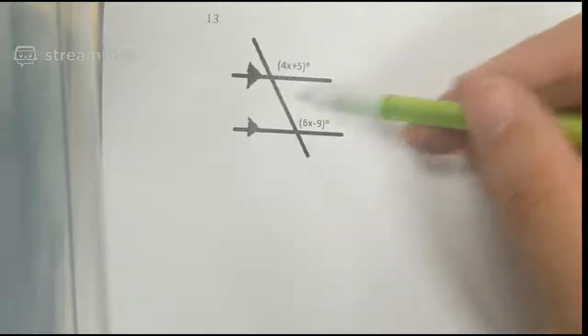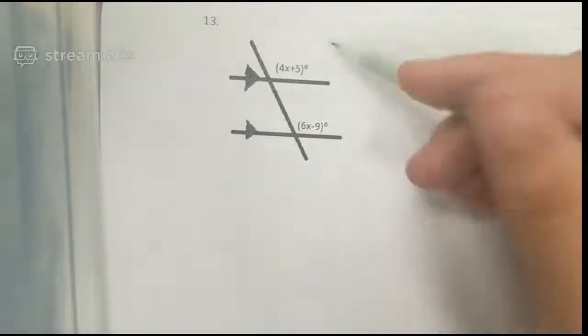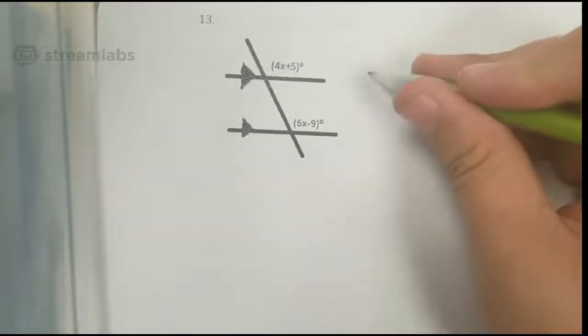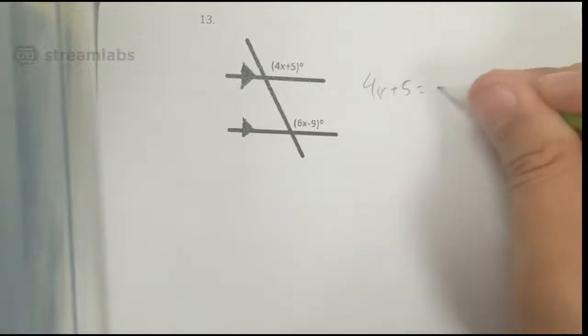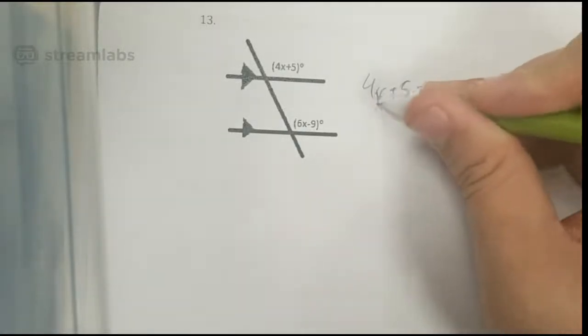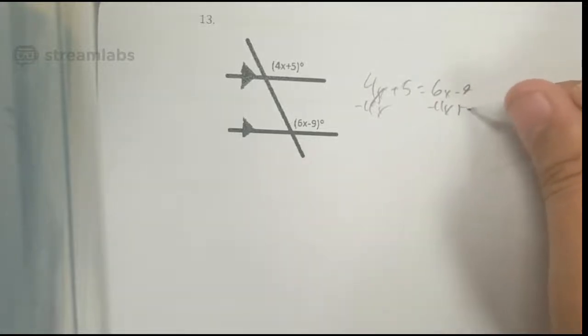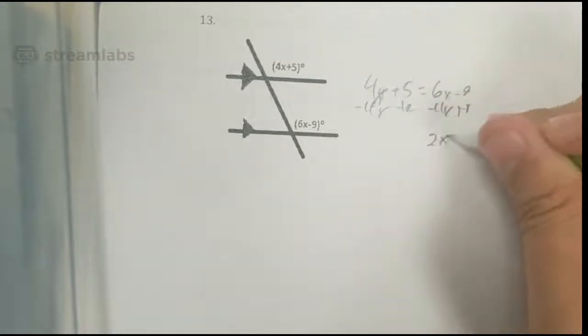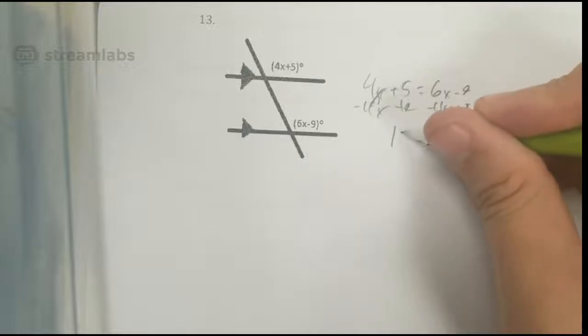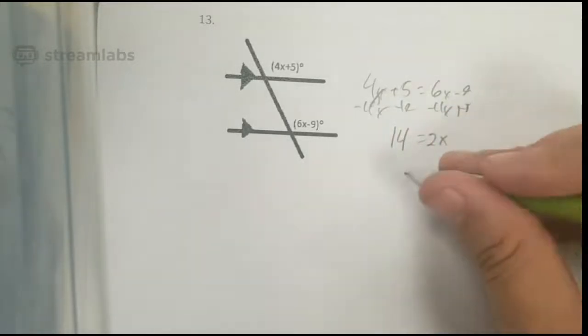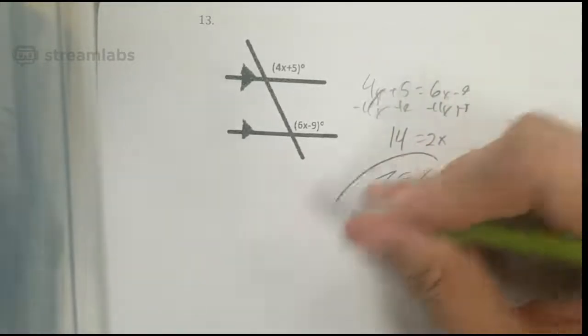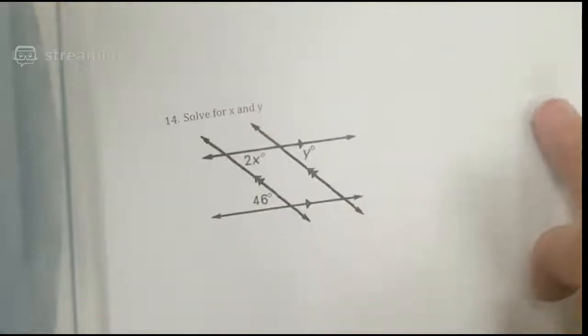Okay, next one. These two lines are parallel from these triangles. So we know these two should be equal to each other. So 4x plus 5 equals 6x minus 9. Subtract 4x and add 9 on both sides: 14 equals 2x. Divide by 2 on both sides, x equals 7 here. This is just straight algebra.